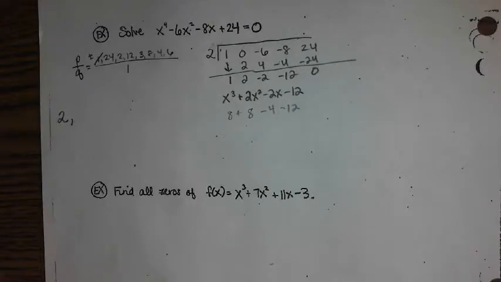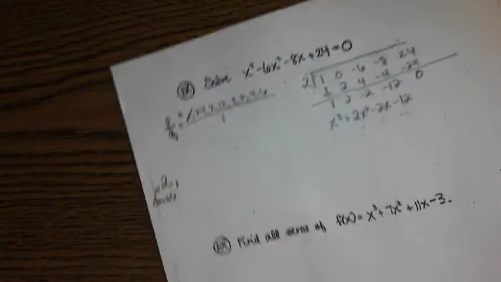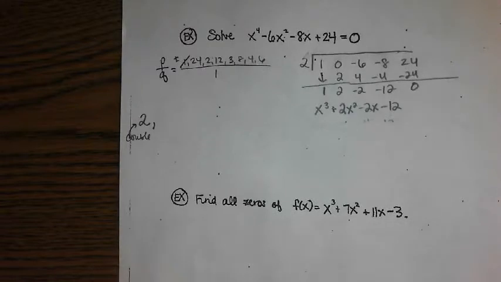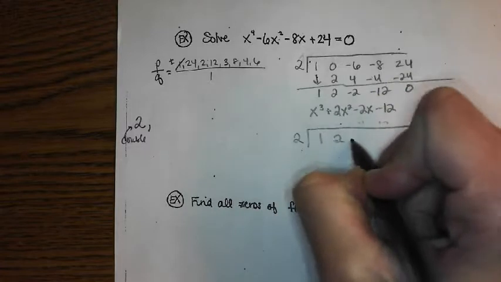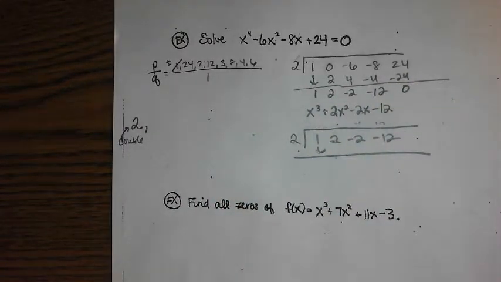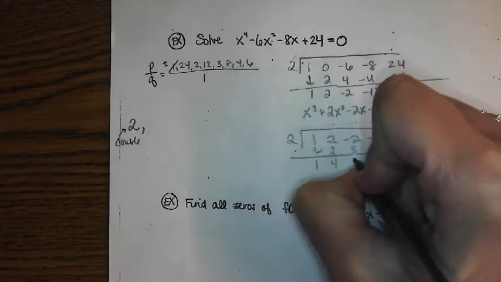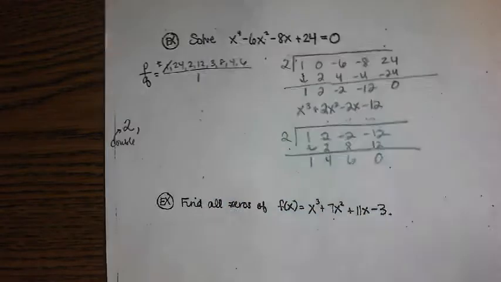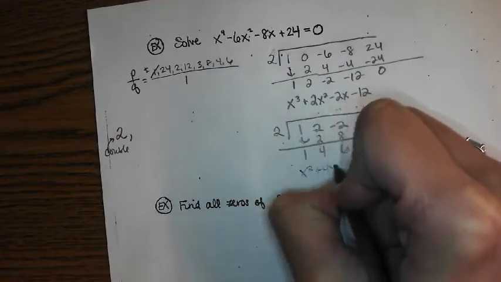Okay, so it actually was a double root. And you might want to write that over here when you're listing your roots. But now I'm going to synthetically divide out the 2, just to see that my cubic polynomial gets knocked down to a quadratic. And once you're down to a quadratic, you can do the rest by hand. So this is x squared plus 4x plus 6.